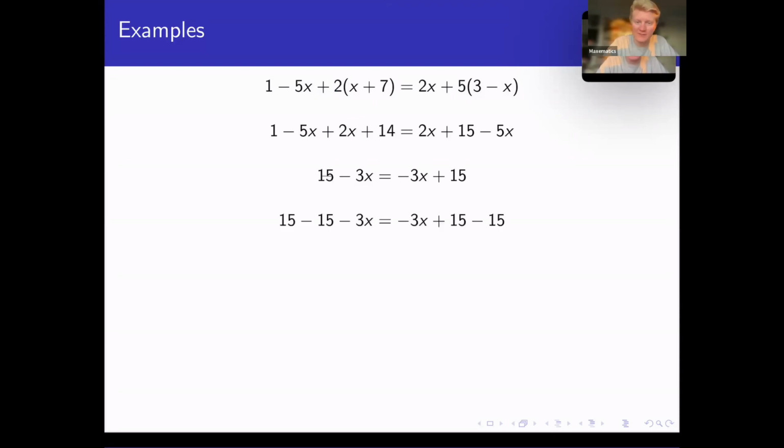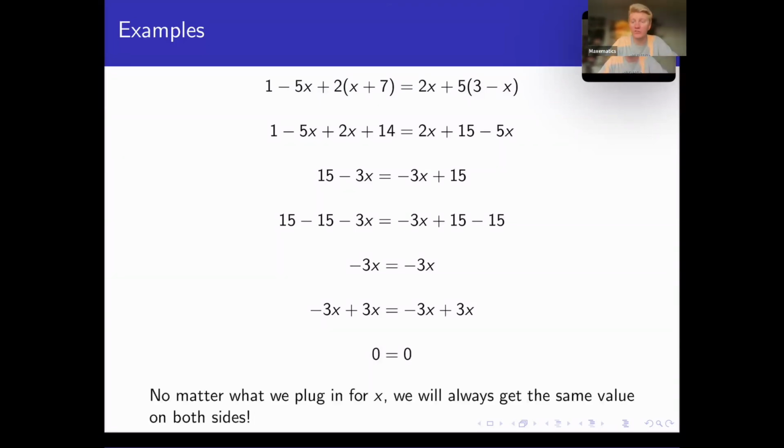Okay, let's subtract 15 on both sides, and let's add 3x to both sides. Right? We want to get all the x's to one side, so we need to add 3x to both sides. And we again get 0 equals 0. That is always true. No matter what we plug in, both sides will always be equal, infinitely many solutions.